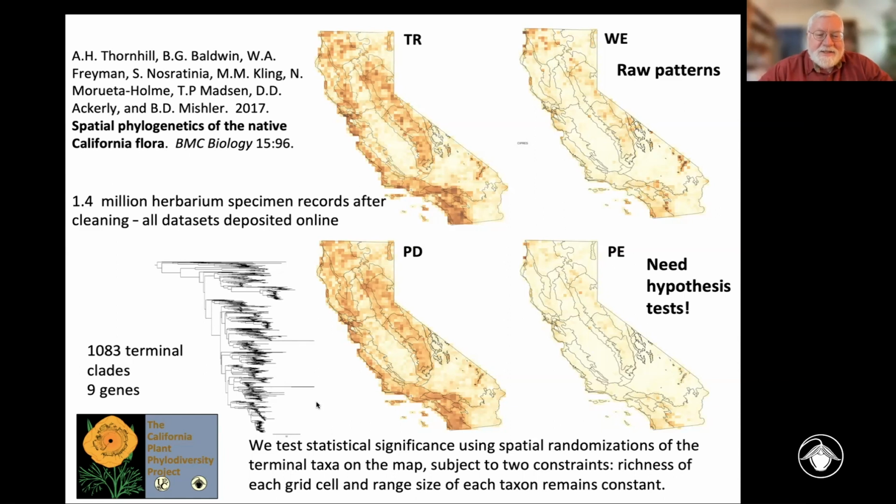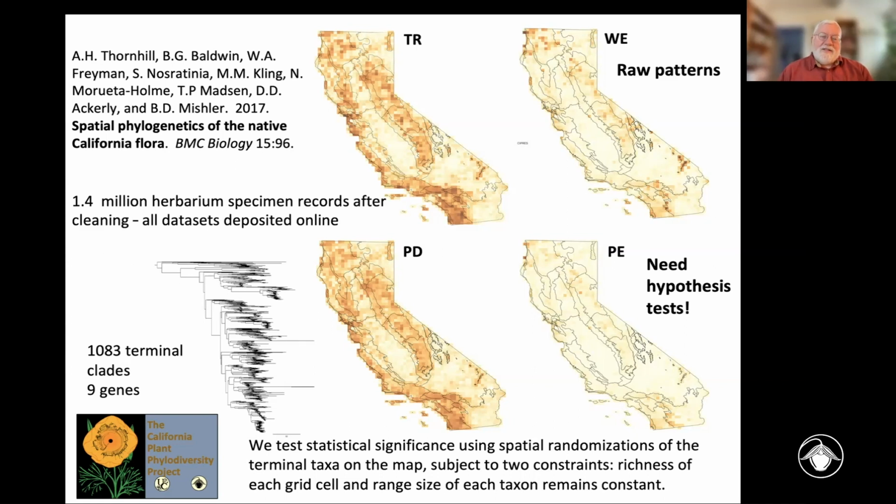And so to test the statistical significance, what we do is you take the occurrences off the map electronically. The computer does it. You take the occurrences off the map and you put them back on again randomly with the 2 constraints listed there, where the richness of each grid cell remains constant. So the number of terminal taxa in the grid cell is constant, and the range size of each of the terminal taxa is constant. But otherwise, they're shuffled on the map. And so if the original diversity or richness of a site was 7, its richness is always going to be 7, but they'll be randomly selected from the tree.